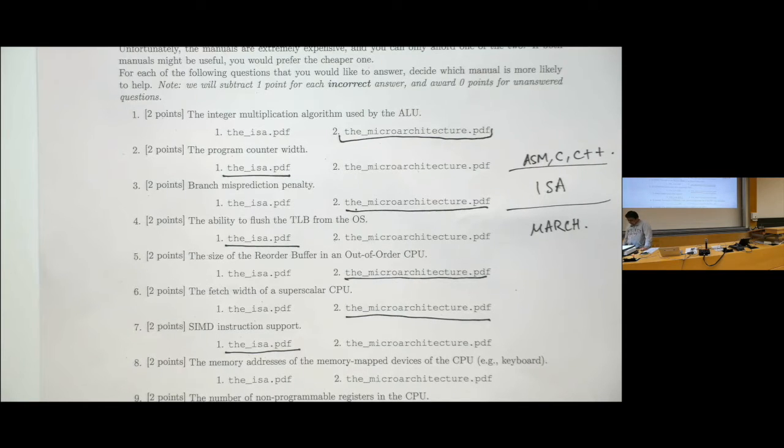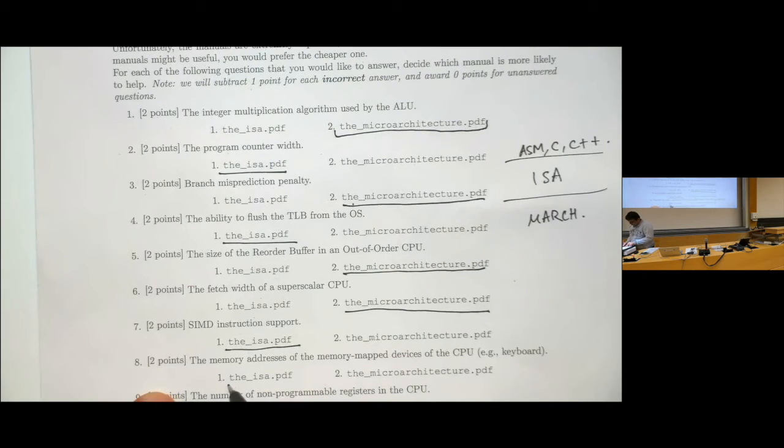And the next question is the memory addresses of the memory mapped devices of the CPU, for example the keyboard. So if a programmer has to write drivers for the keyboard or mouse, which are memory mapped devices, the programmer has to know the memory address of these devices. So that would be available in the isa.pdf.